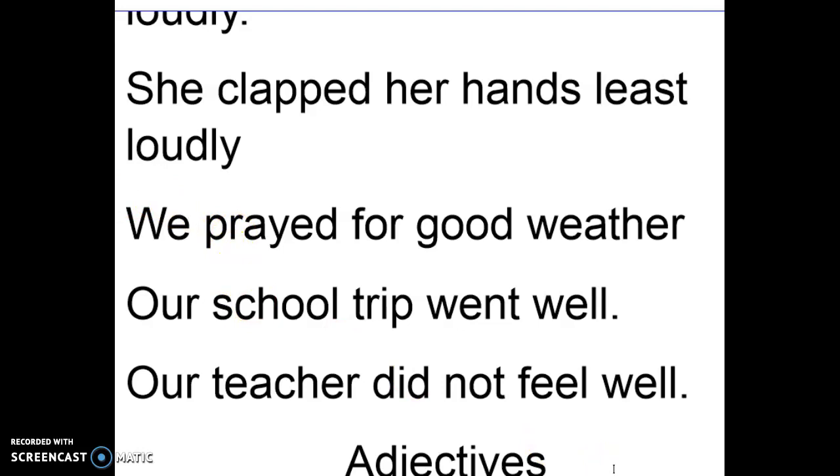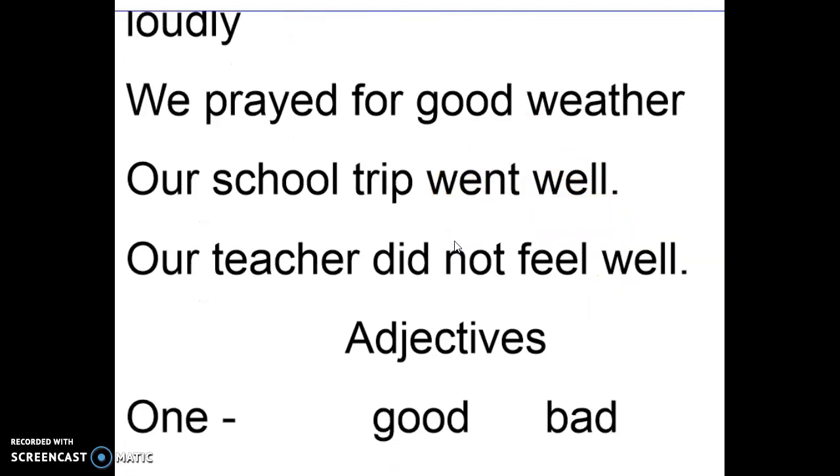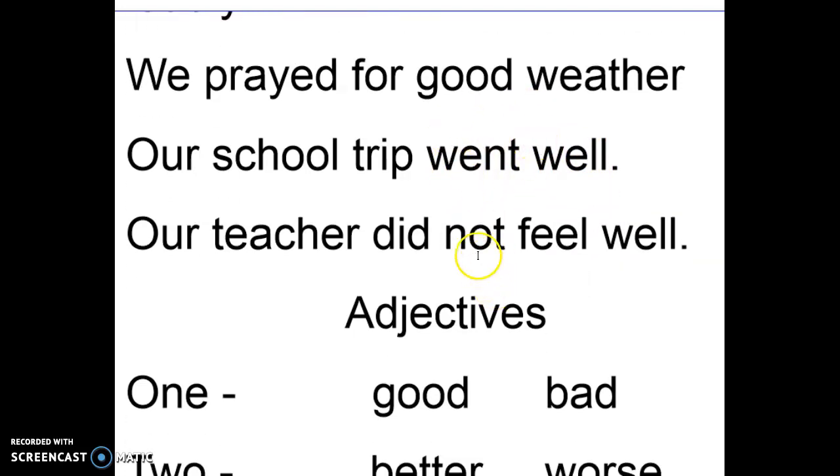Good is an adjective. It's going to describe a noun. So we prayed for good weather. It describes what kind of weather we prayed for. Good weather. So good is an adjective going to weather. Our school trip went well. Okay, this tells you how things went. So this is where well would be used as an adverb modifying the verb went, the action.